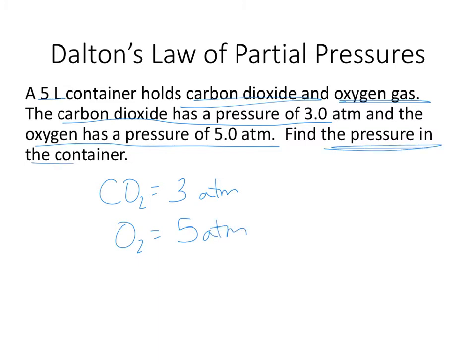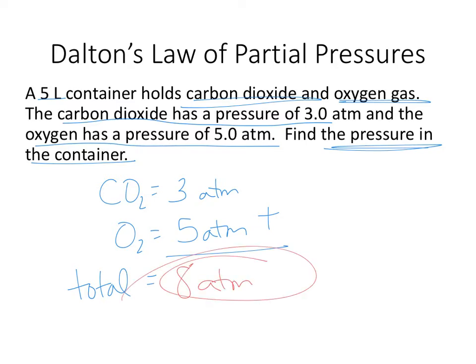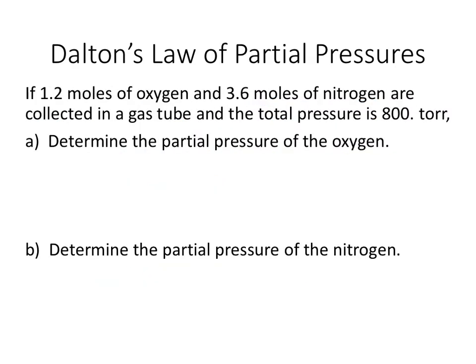Find the pressure in the container. Essentially what we're looking for is the total pressure. Well, if the carbon dioxide is 3 and the oxygen is 5, all I got to do is add those together. The total is 8 atmospheres. That's it. You're done. That's the end of your problem. But it does get a little trickier than that, I'm sure you know.